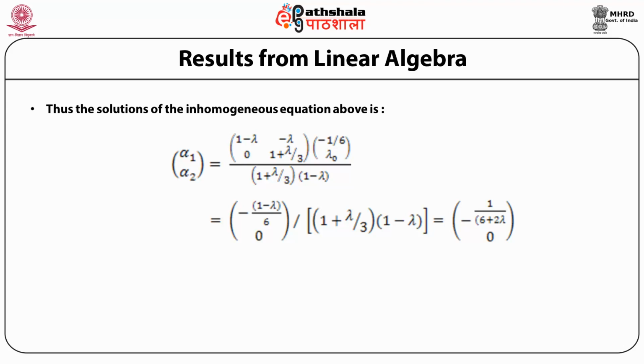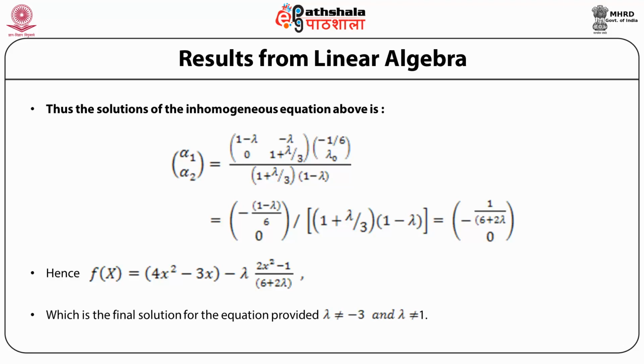Hence, f of x is equal to 4x square minus 3x minus lambda into (2x square minus 1) divided by 6 plus 2 lambda, which is the final solution for the equation, provided lambda is not equal to 1 and also not equal to minus 3.